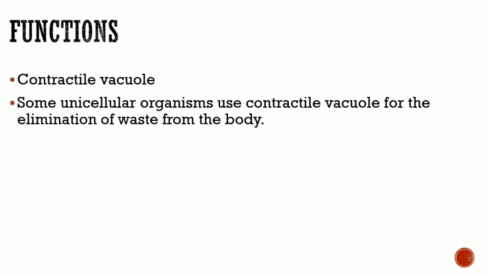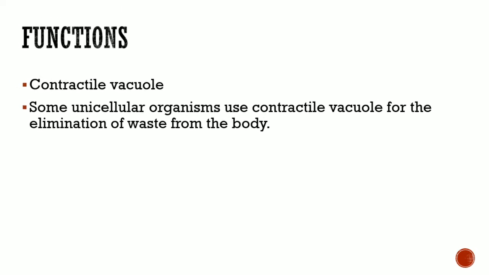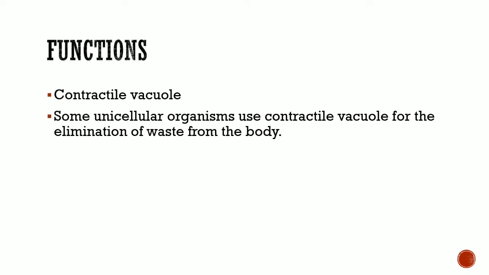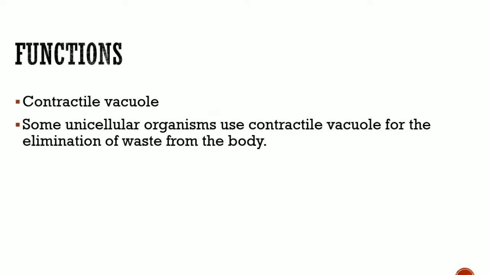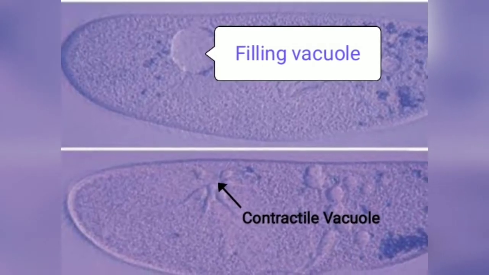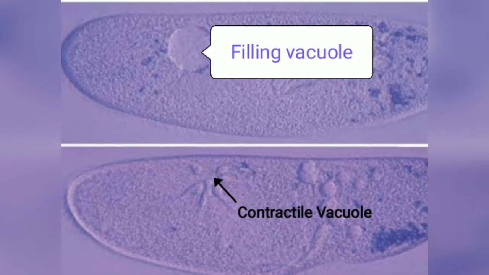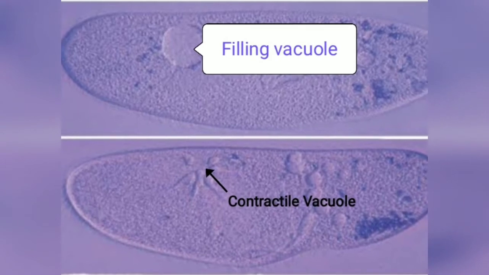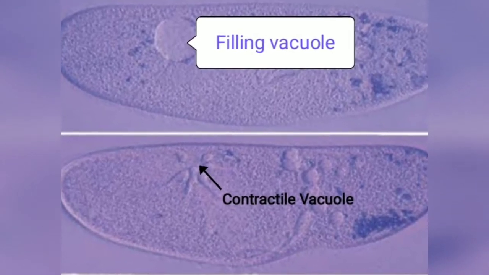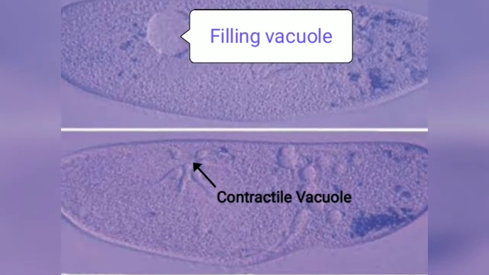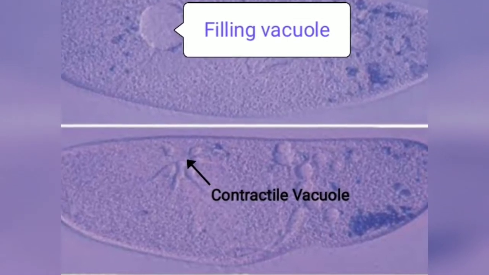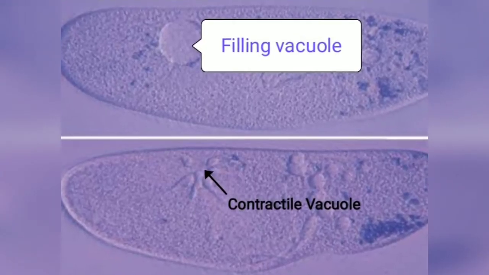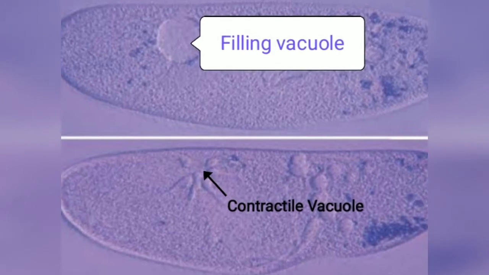The third function is contractile vacuole. Some unicellular organisms use contractile vacuole for the elimination of waste from the body. For example, paramecium. Paramecium is a unicellular organism which uses contractile vacuoles to eliminate waste from it. You can see here in the figure. The first figure shows a vacuole filled with fluids, and when this vacuole is full, the vacuole contracts and expels fluid out from the cell.